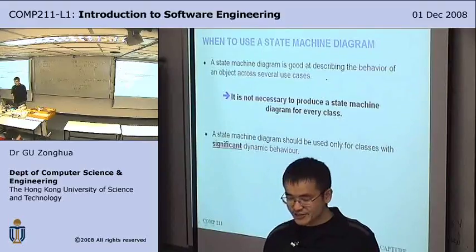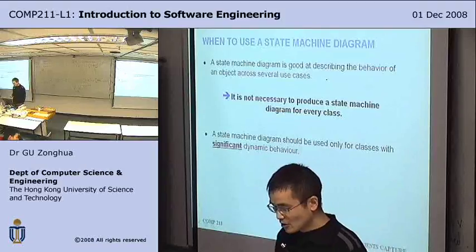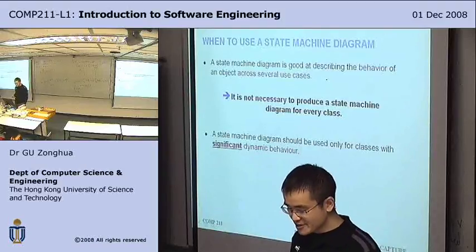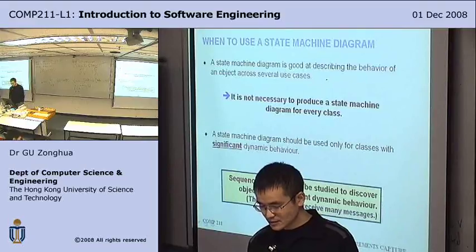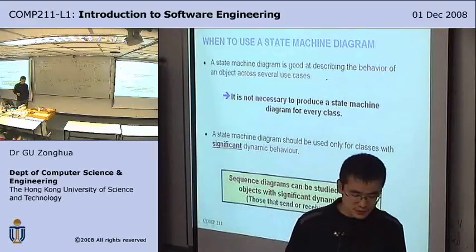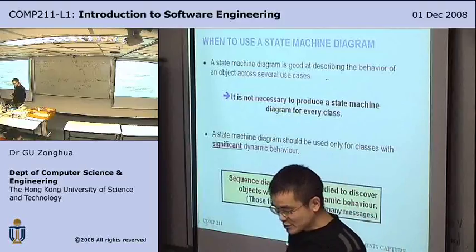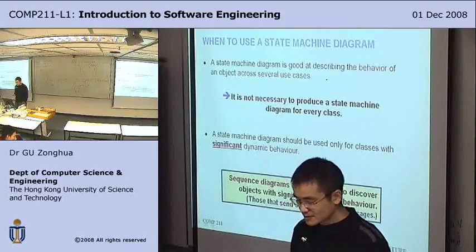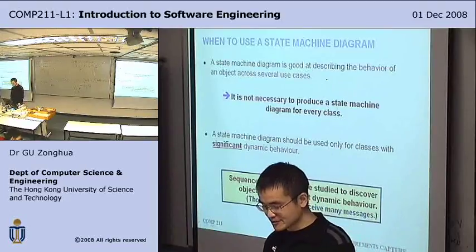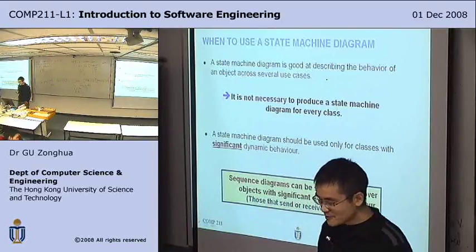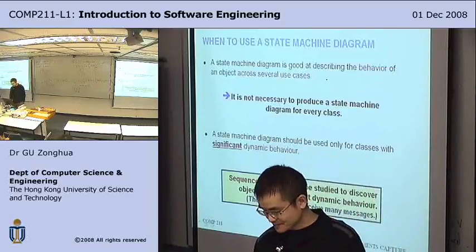So it's not necessary to produce a state machine diagram for every class, only for classes with significant dynamic behavior. Sequence diagrams can be used to discover these objects, those that send and receive many messages. Perhaps you should have a separate state machine for it. If an object only sends and receives a few messages, then it's not necessary.